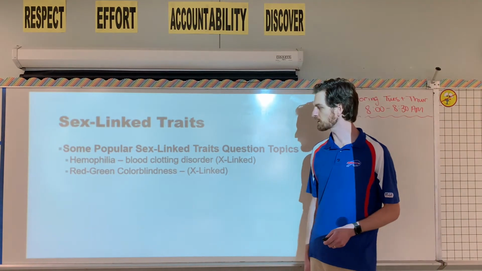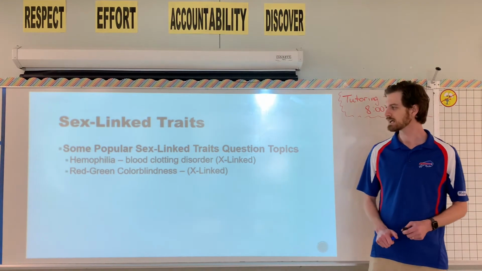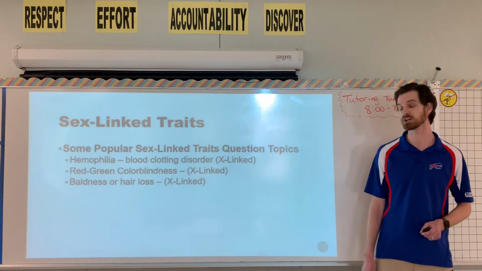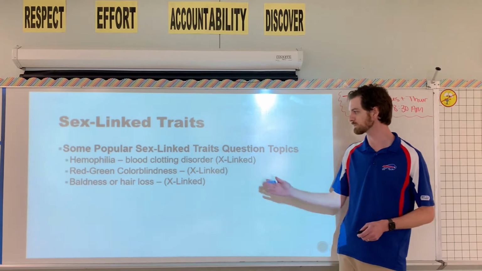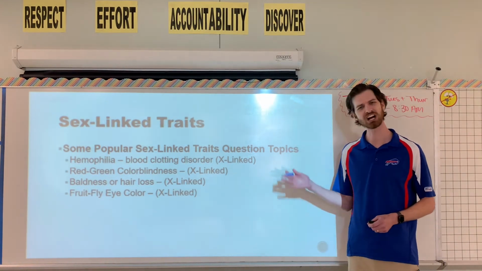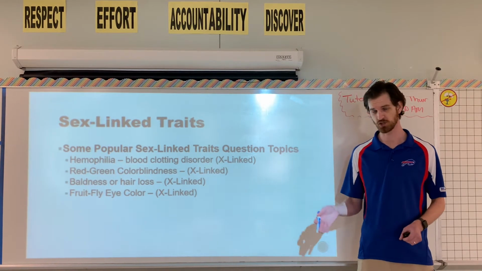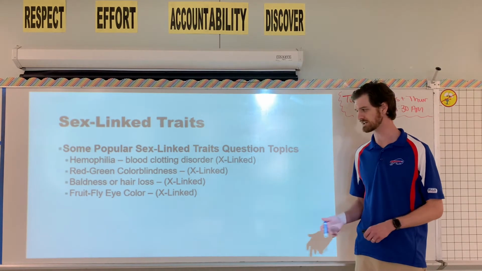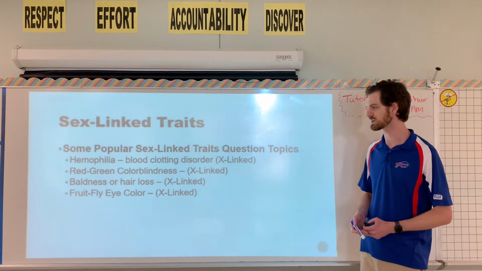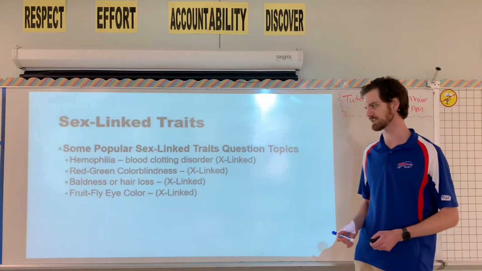Red and green color blindness is a very popular one that comes up because that also is an X-linked trait. Baldness or hair loss in general is another X-linked trait. That's why it's more common to see males bald than females, but we'll talk about that a little bit later. And always the weird one, eye color for flies is actually on their sex chromosome. What determines if they have white eyes or red eyes is what's on their sex chromosomes. I know it's a very strange concept to hear, but eye color is determined by their sex chromosomes.